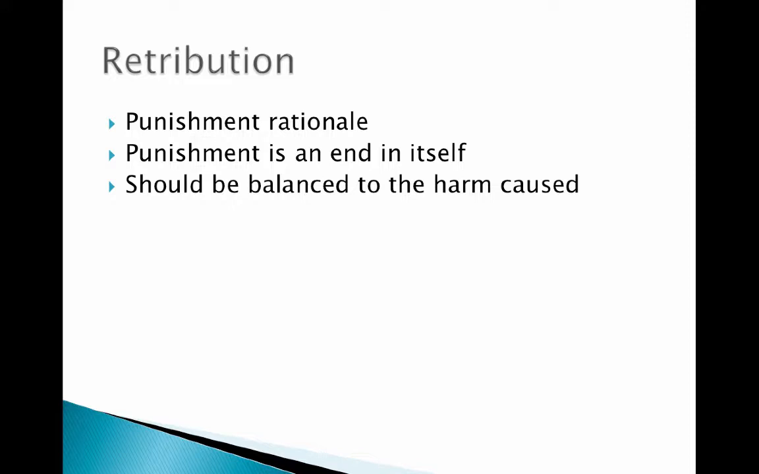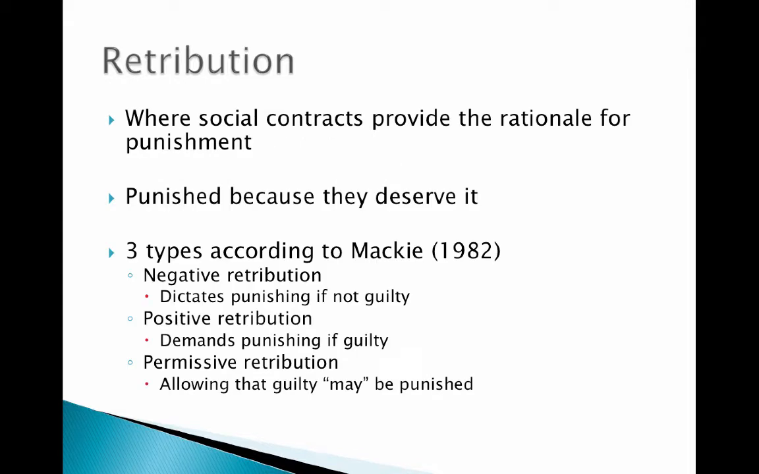Retribution is another type of punishment. And the punishment rationale really is that we want to get back at that person for the crime that they committed. So the punishment in and of itself is a means to an end, and it should balance the harm caused to society by the individual, and society wanting to get retribution from the individual for what he or she had done to society. So when we look at retribution, we think about social contracts, where social contracts provide the rationale for punishment. We punish people because we feel they deserve it.